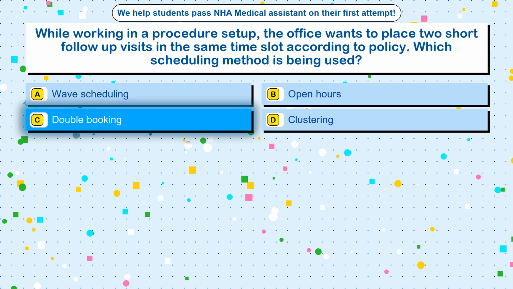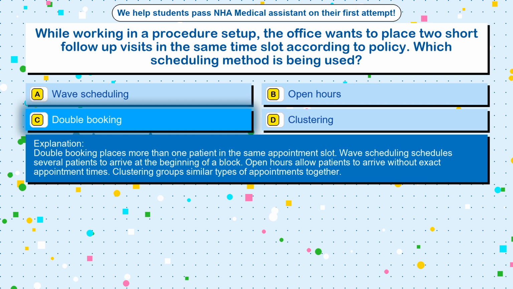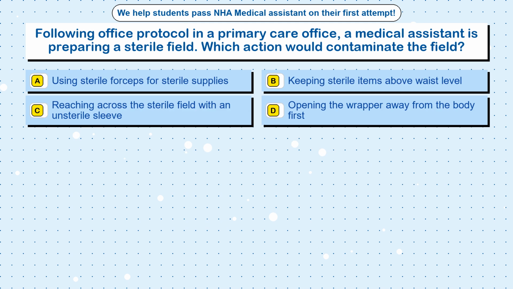The correct answer is option C, double booking. Double booking places more than one patient in the same appointment slot. Wave scheduling schedules several patients to arrive at the beginning of a block. Open hours allow patients to arrive without exact appointment times. Clustering groups similar types of appointments together. Question 32.